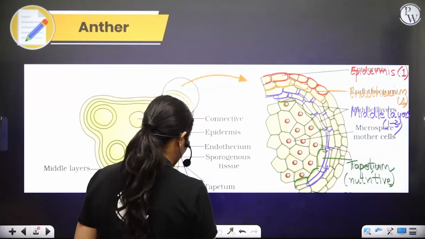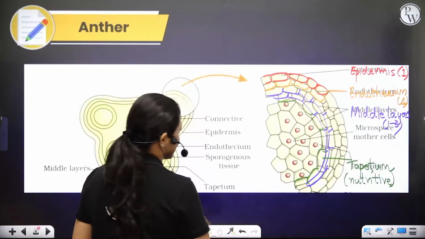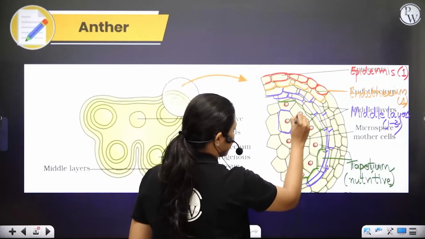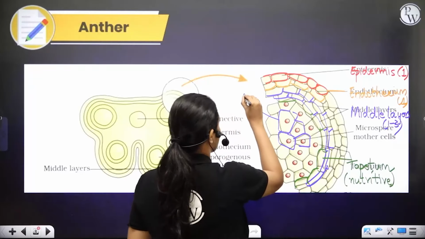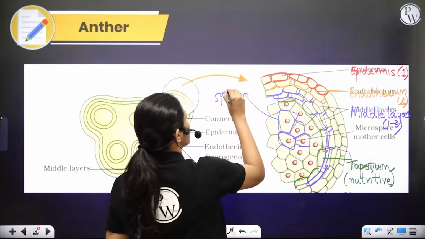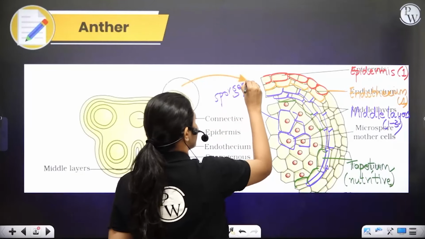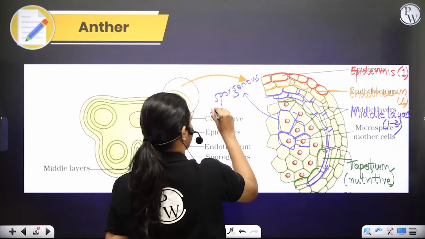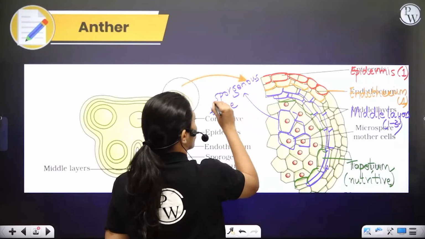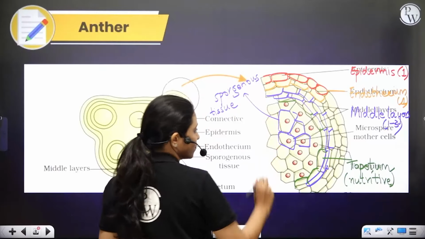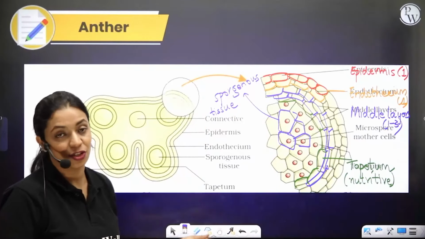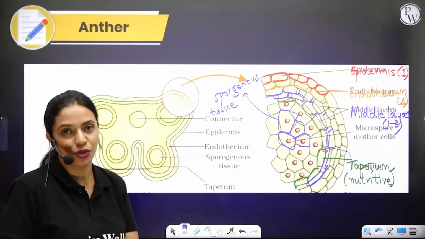So within the tapetum, you can find these cells here. It will form a homogeneous mass of cells. This is called the sporogenous tissue. Sporo relates to spore, microspore, genus means generating. So the cells in the sporogenous tissue will eventually become microspores or pollen grains.